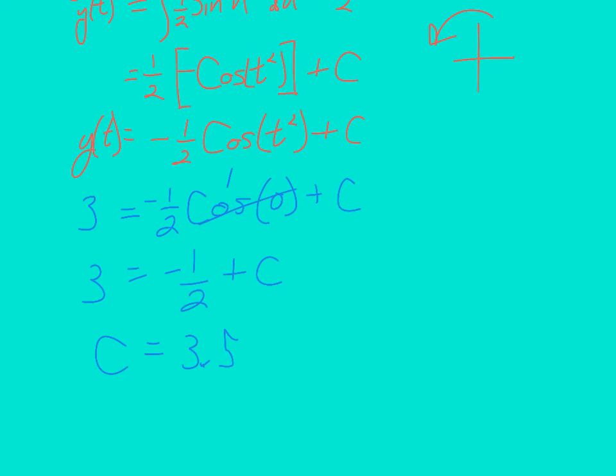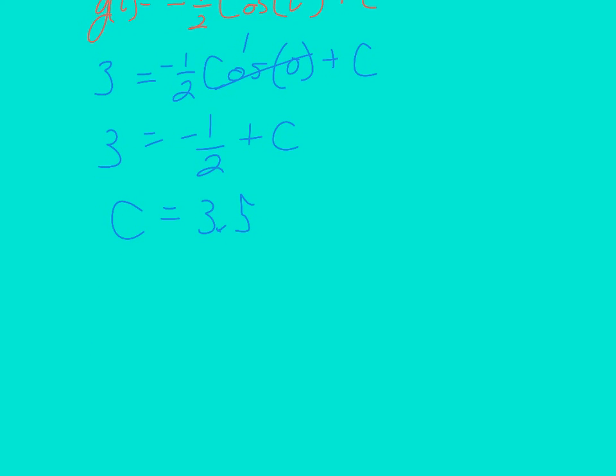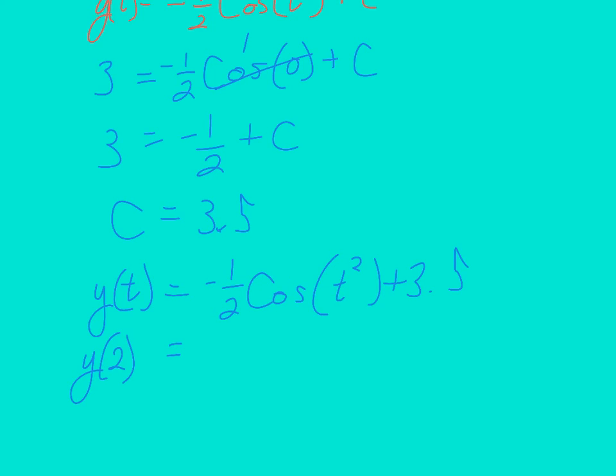So now I have y(t). The position is negative 1/2 cosine t squared plus 3.5. And we're going to punch in y(2) is what we want. So just type that into your calculator. When I do that, I'm going to end up with 3.827. And that is the position at time equal to 2.